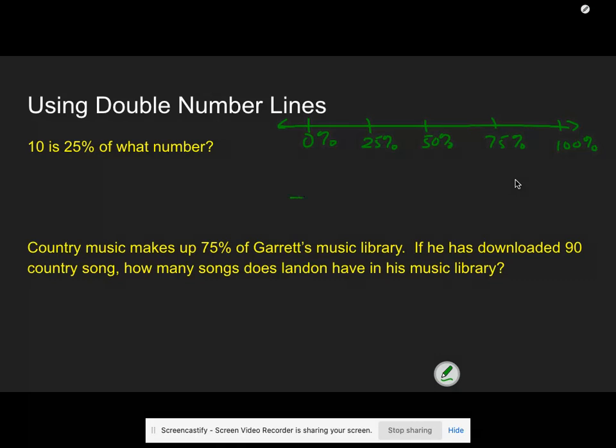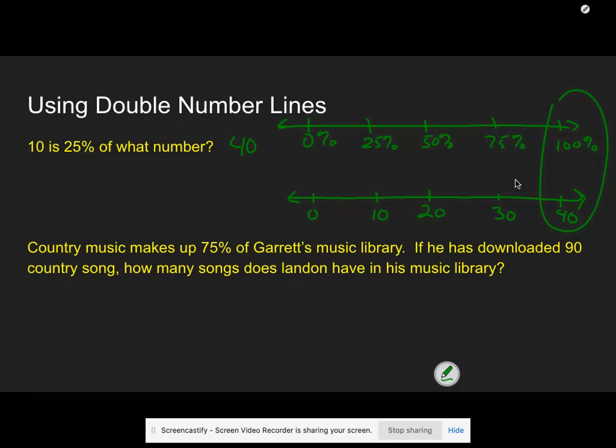If I have another number line, I'm going to say, so 10 is right there. Okay, so 10 is 25%. Those two are lined up. And then I would need to fill in the rest of it. Well, I know this is 0, so that makes this 20, 30, and 40. So I'm looking for what is 100%, and I see that 10 is 25% of the number 40, and that would be my final answer.